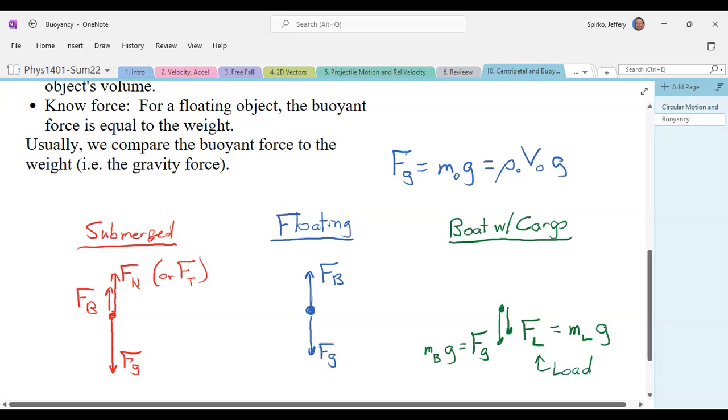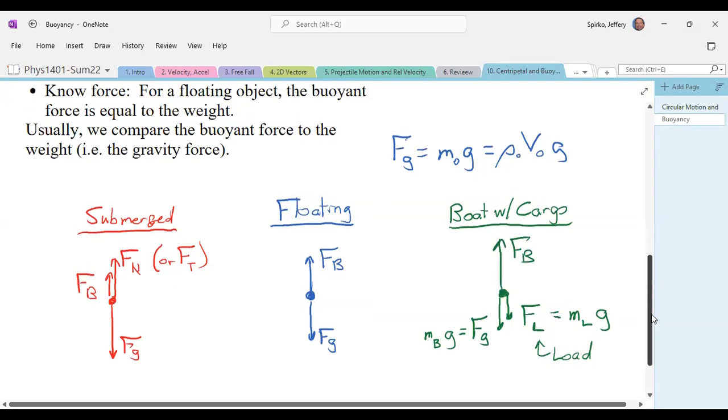You load the boat with cargo and it's carrying the load. So now we know that boats can carry cargo. We've seen it. The reason the boat doesn't sink is because of the buoyant force. So the boat has this giant buoyant force, F sub B, that is pointing up.